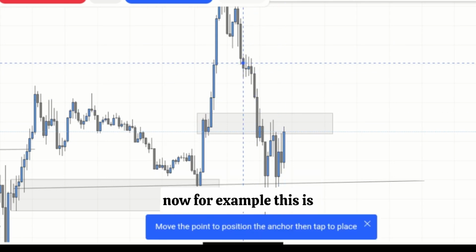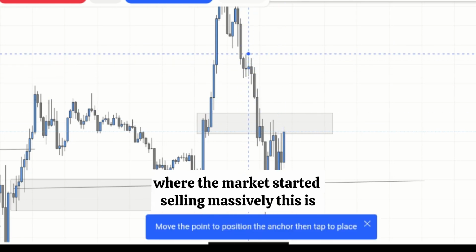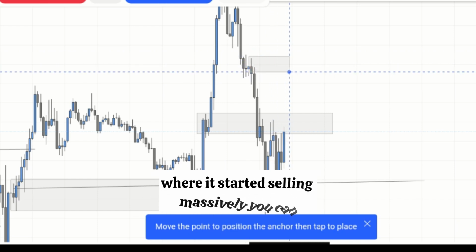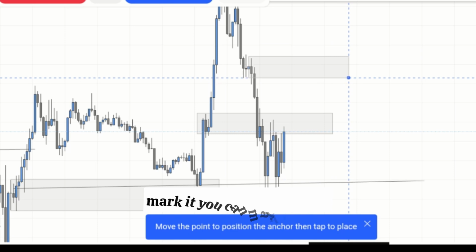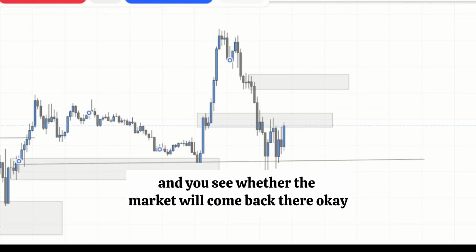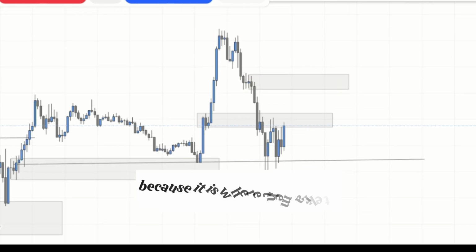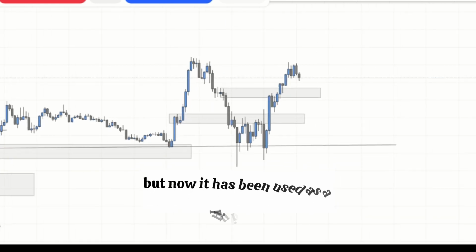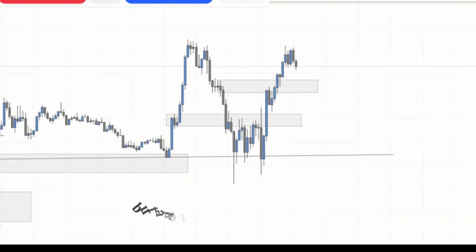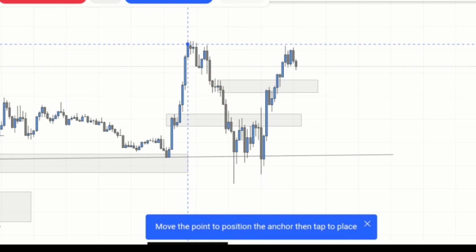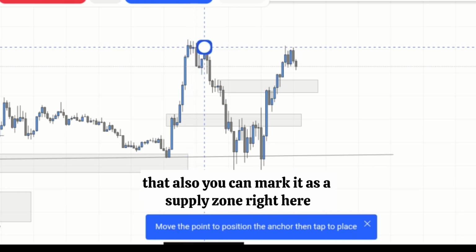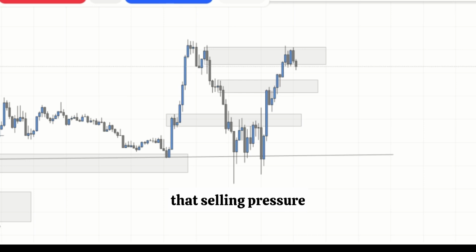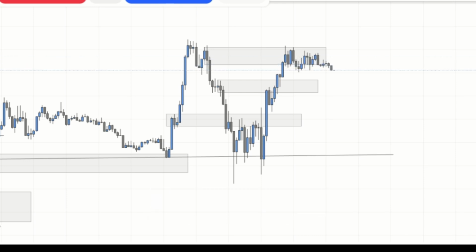For example, this is where the market started selling massively. You can mark it here, and you see whether the market will come back there, because it is where the market started selling massively. But now it has been used as liquidity. Also there was this zone here that you can mark as a supply zone right here, because there is also that selling pressure that you can consider.